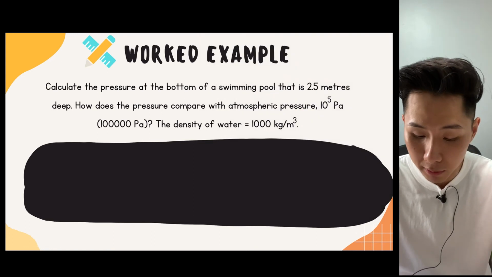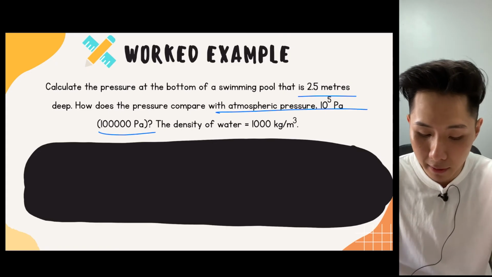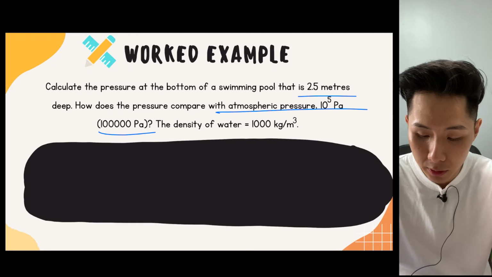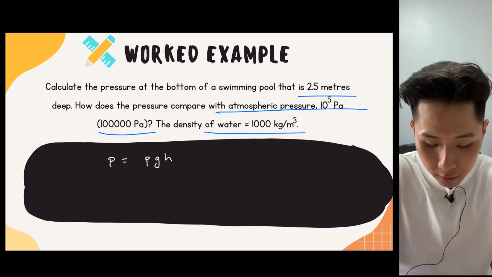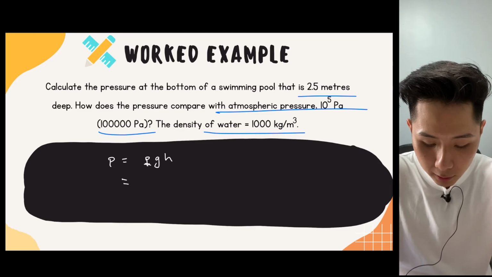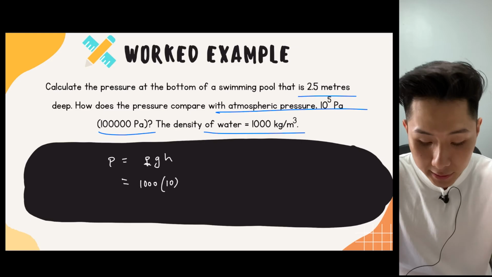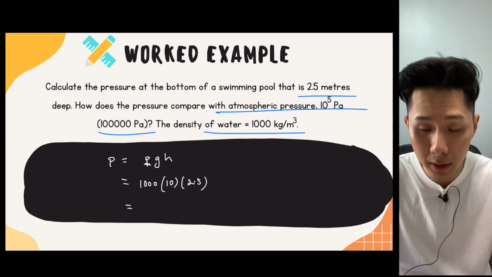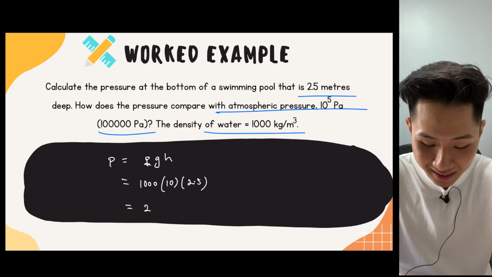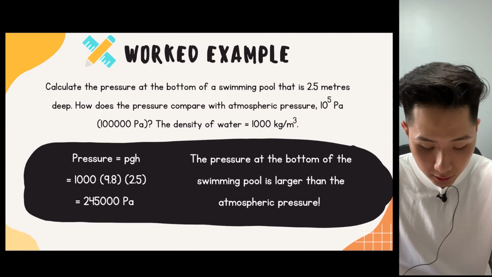Calculate the pressure at the bottom of a swimming pool that is 2.5 meters deep. And how does it compare to the atmospheric pressure, which is 100,000 Pascal, using the fact that density is 1,000. So the formula, pressure equal to rho g h. This is called rho in physics terms. Density is 1,000. Gravitational field strength, let's assume 10 to make the calculation easier. Height is the depth, which is 2.5. So we get 10,000 multiplied by 2.5, which is 25,000. All right, so let's look into it.